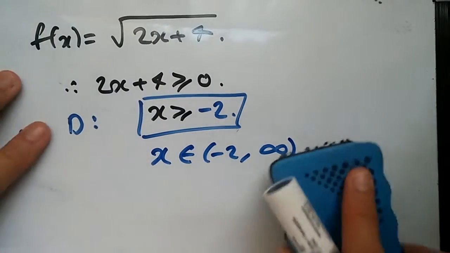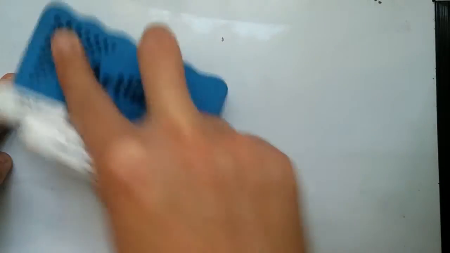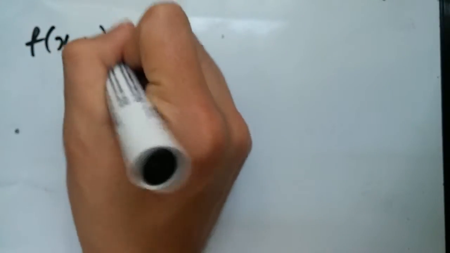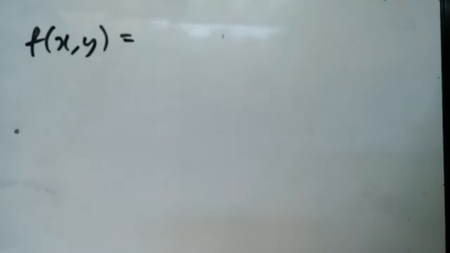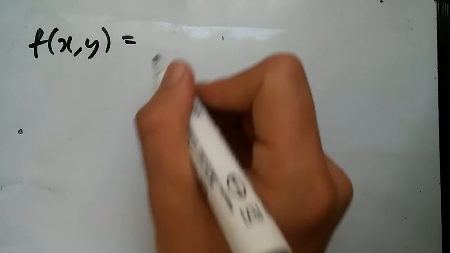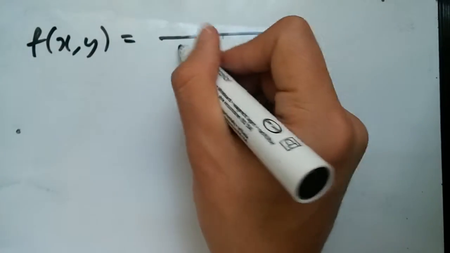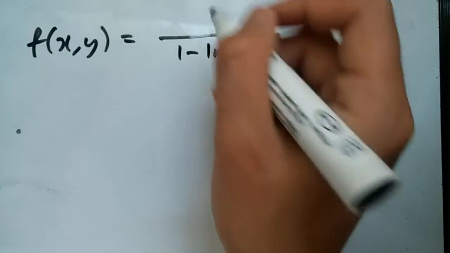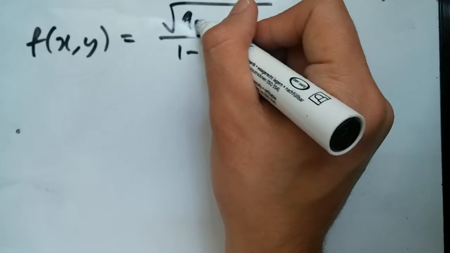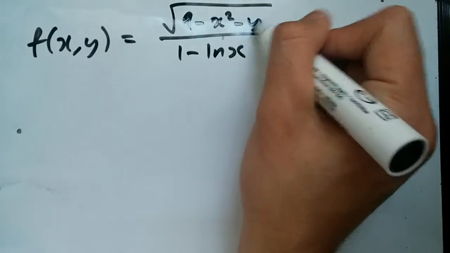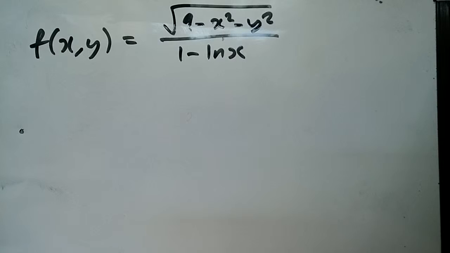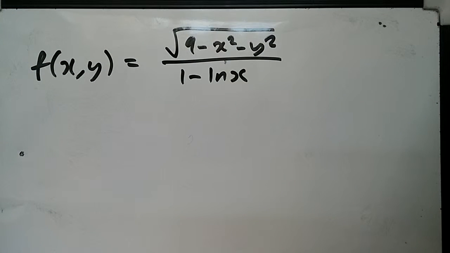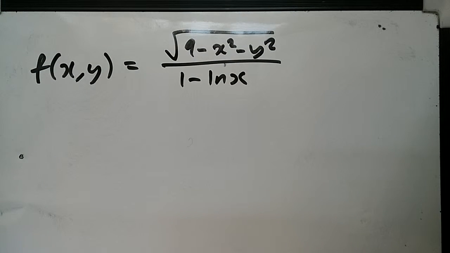Hope this helps. Now, let's consider a two variable example. Now, this will be slightly more difficult, okay? Let me just quickly open this up. Okay, so suppose I have a function now, f(x, y). So this is a two variable case, and this is defined by the following. We have a root here. So we're going to have 1 minus log x at the bottom and square root of 9 minus x squared minus y squared. Okay, so the question here is to state what is the domain of x and the domain of y.